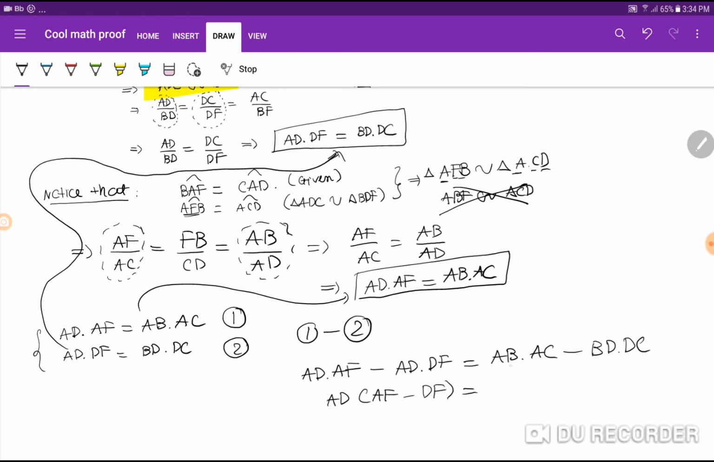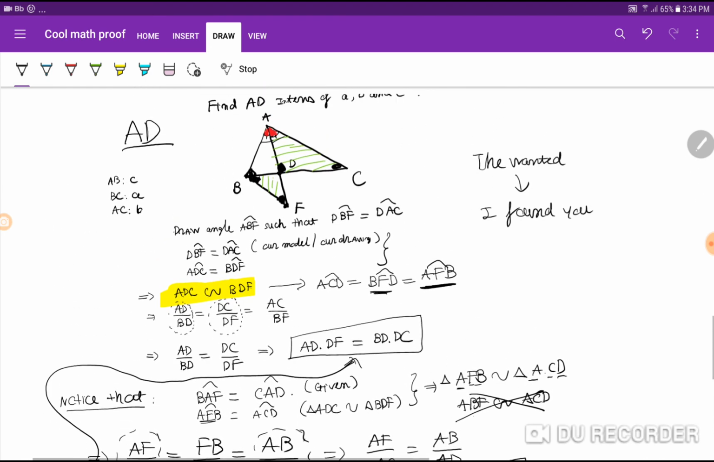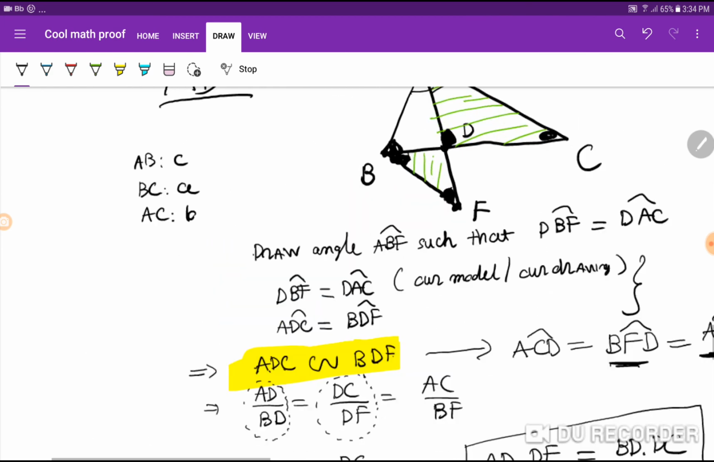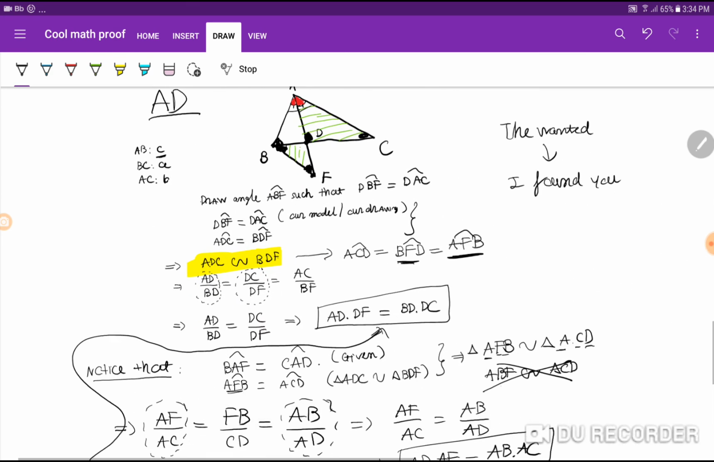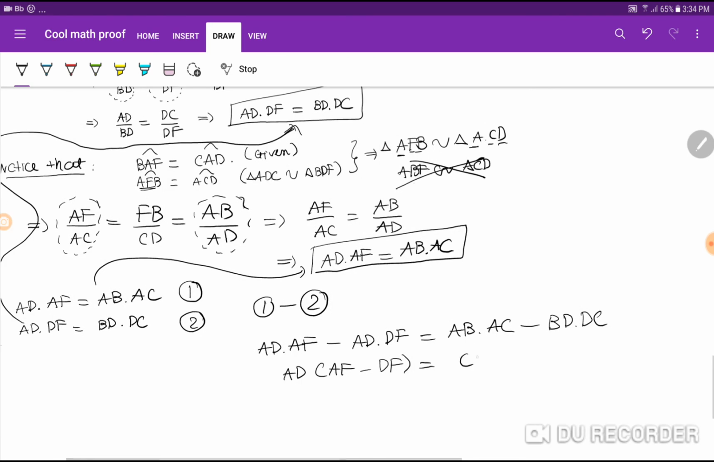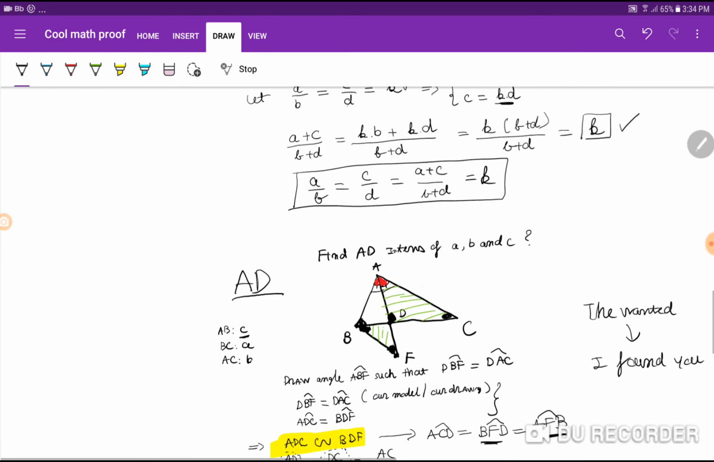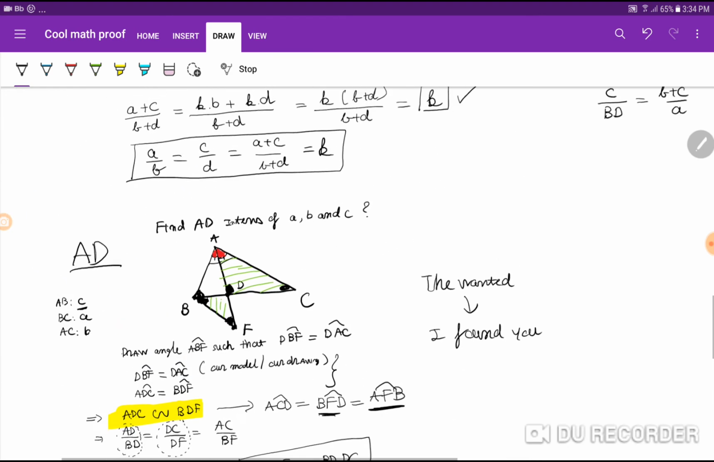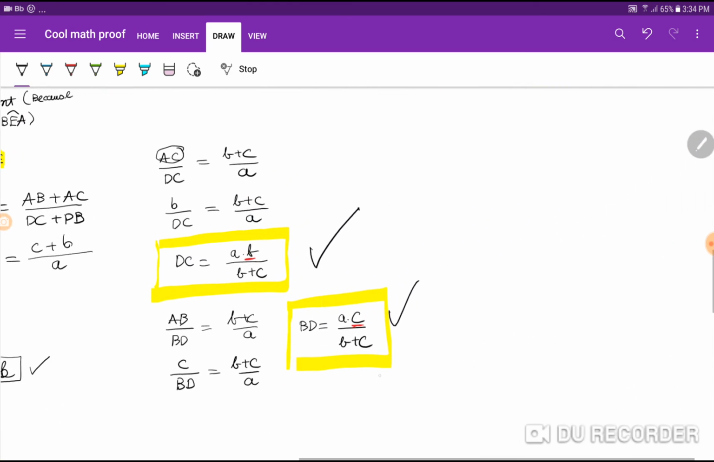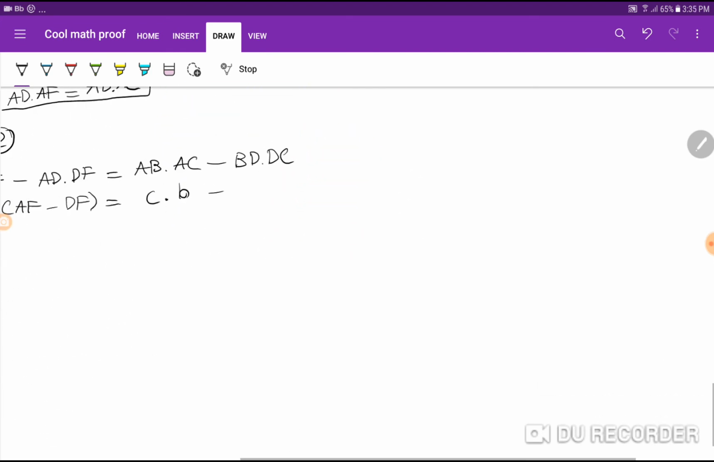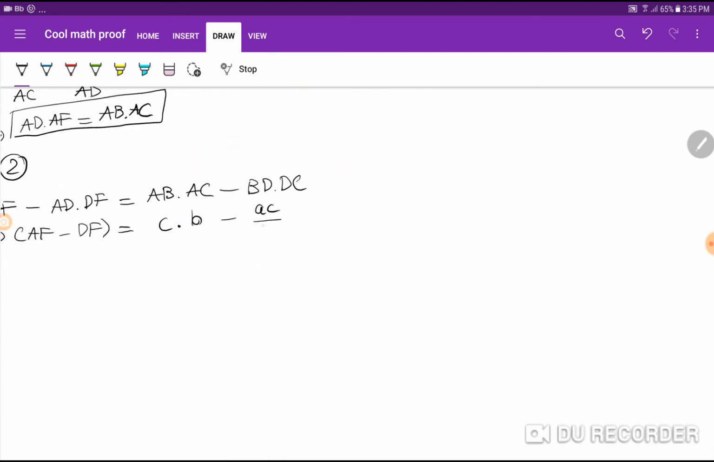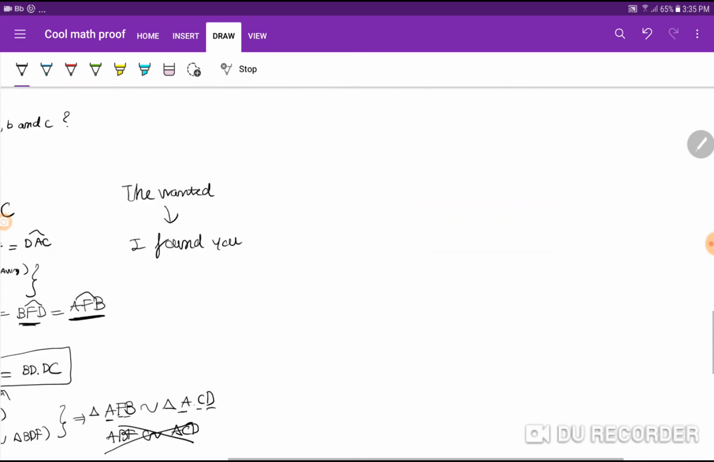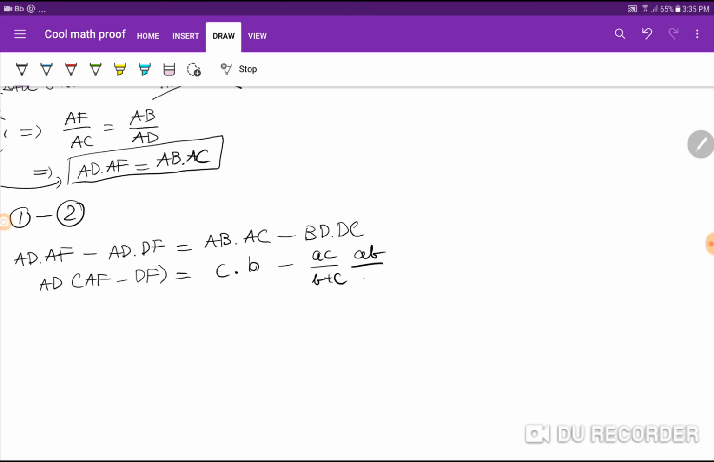Okay, now is the cool part. AB, I'm going to replace it with a letter, okay? AB, I replace with C. Okay, C is right here. Show you. Right here. And then AC is B. BD is, we only found it in the previous video somewhere. Oh, there you are. AC times AC over B plus C. DC, I replace it with this: AB over B plus C. B over B plus C.